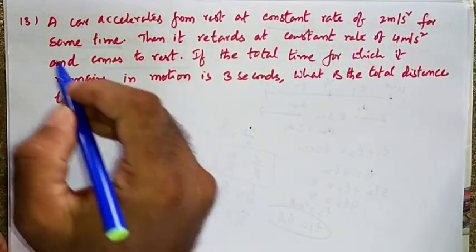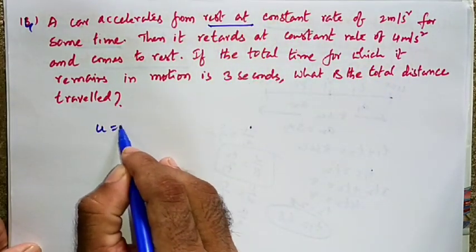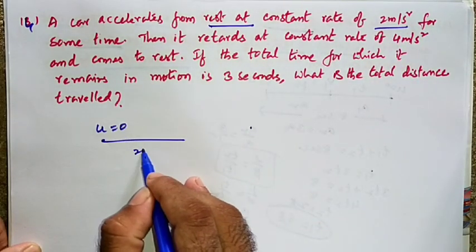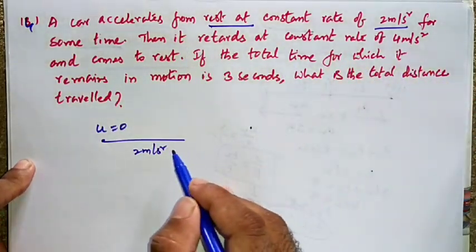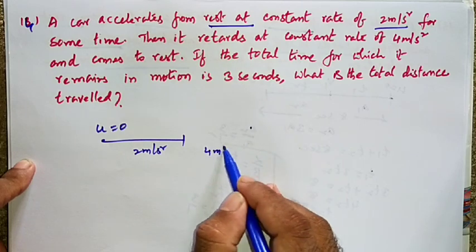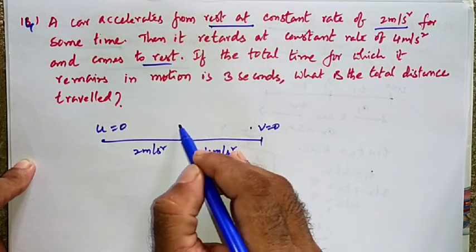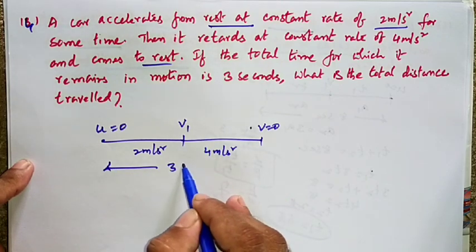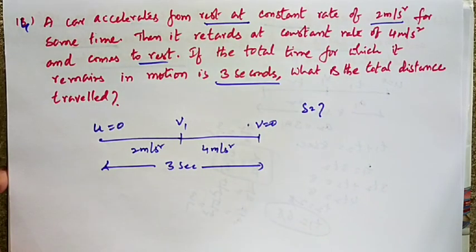See this question, 14. A car accelerates from rest at a constant rate of 2 meter per second square for some time. Then it retards at a constant rate of 4 meter per second square and comes to rest finally. Maximum velocity v1. If the total time for which it remains in motion is 3 seconds, then what is the total distance traveled? So this is the case we have already seen.